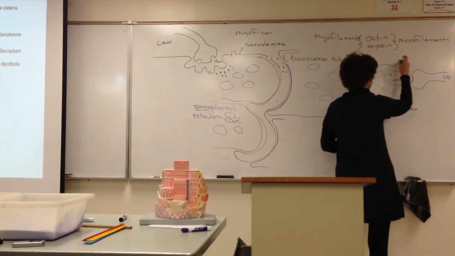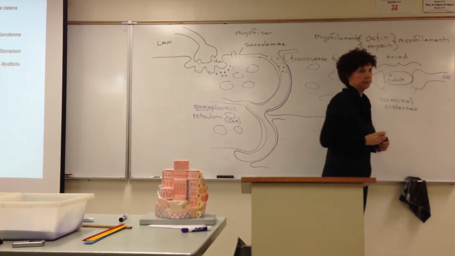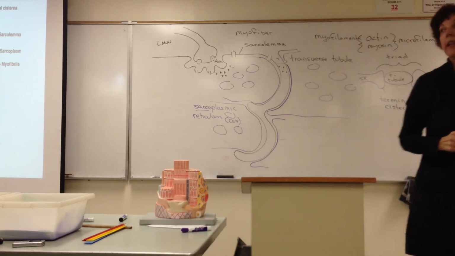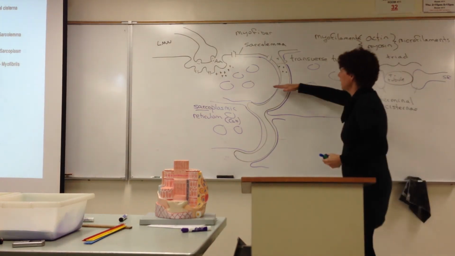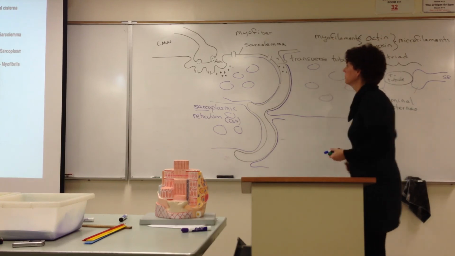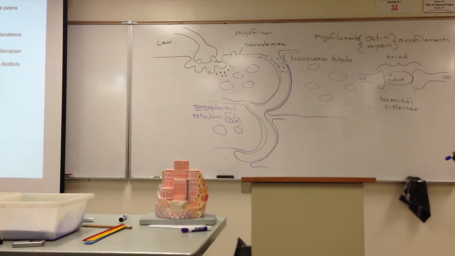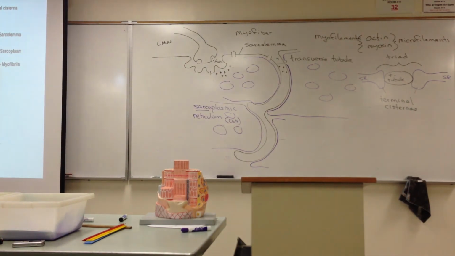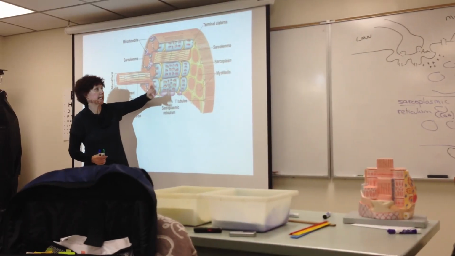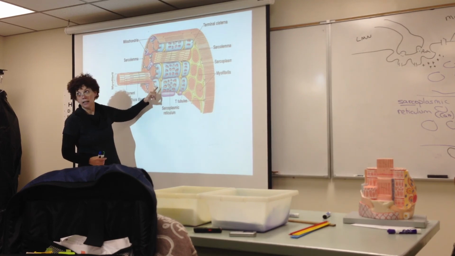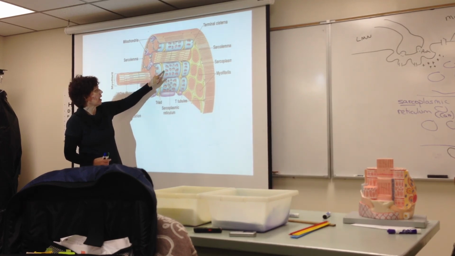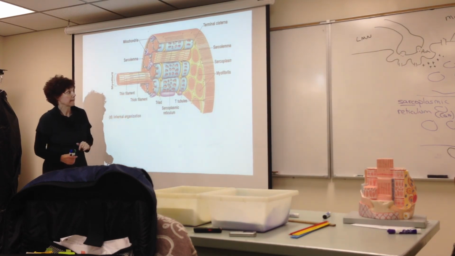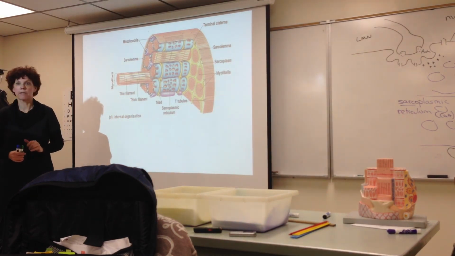Now these three structures together are known as a triad. So this is a cross-section of this area right here. Okay. So if we look on the diagram, this whole thing is the sarcoplasmic reticulum. The yellow line is the transverse tubule. On each side would be the terminal cisternae. Okay. So we'll stop there.